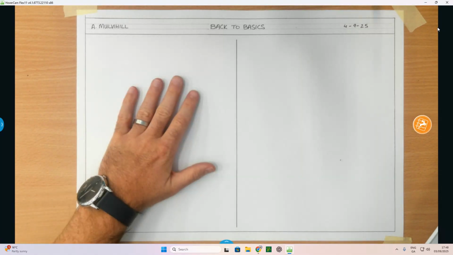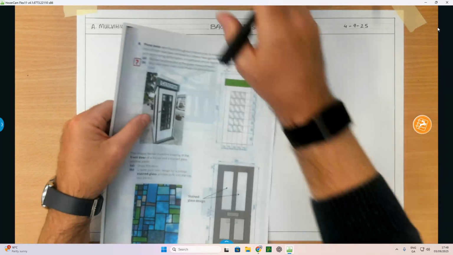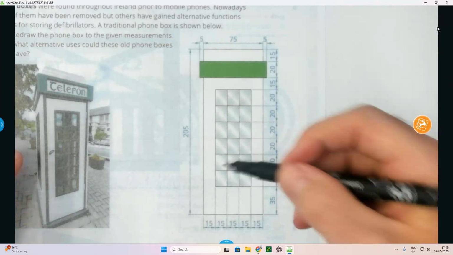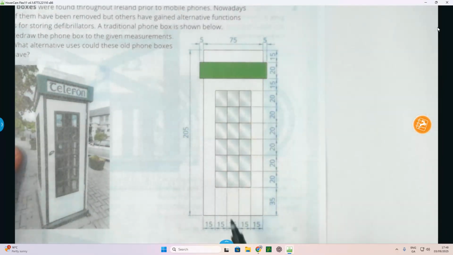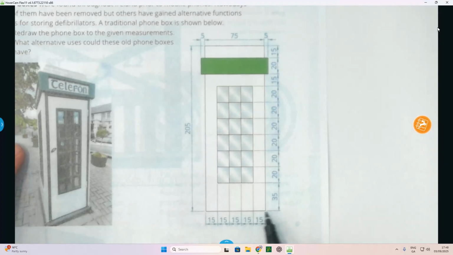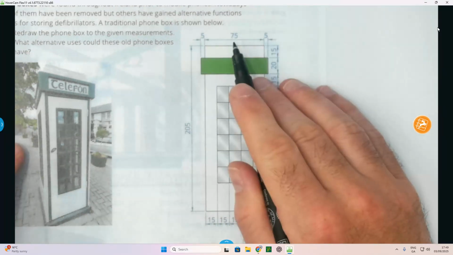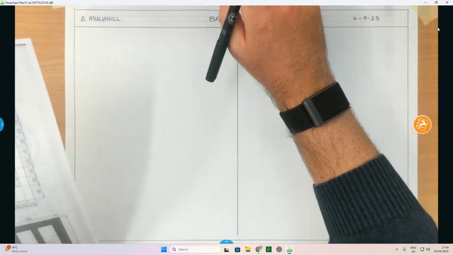Now, the first question I'm going to do is the telephone box, and I'm going to do the snake question here. So, starting with the telephone box, what I want to do is we're going to work out our overall dimensions. The overall height from the bottom to the top is 205, and the overall length is not 75, the 5/15s, it's actually up here, it's 75 plus 5 plus 5, which is 85, because the little green bit juts out. Okay, so that's what we're going to start off with.